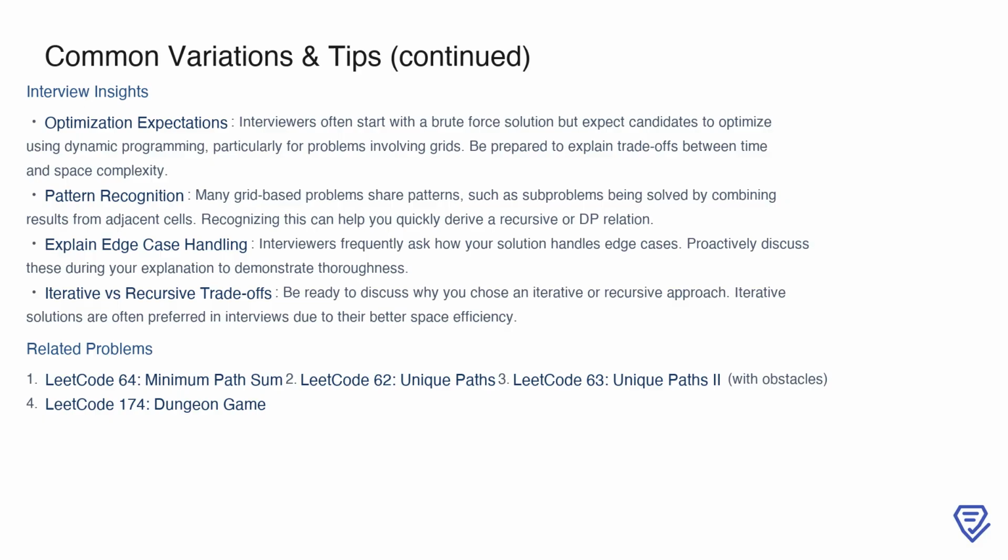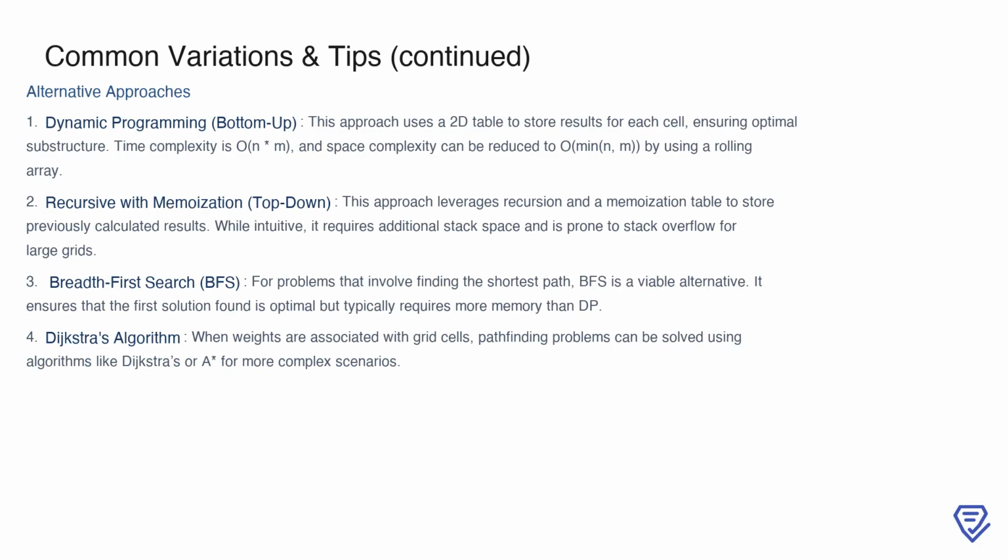Lastly, practicing related problems can strengthen your understanding. For example, LeetCode 64 focuses on finding the minimum path sum, while LeetCode 62 and 63 deal with unique paths, including scenarios with obstacles. LeetCode 174, the dungeon game, is another great example that requires careful handling of grid traversal and optimization.